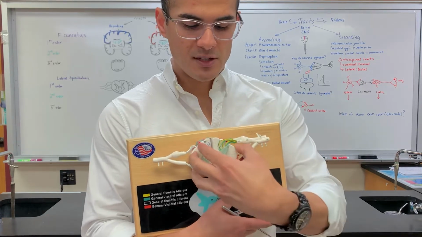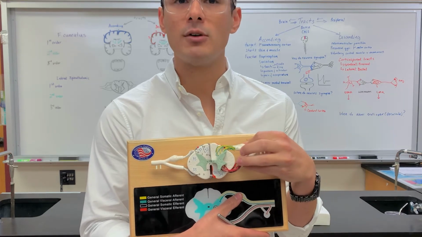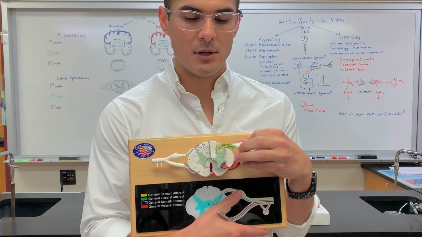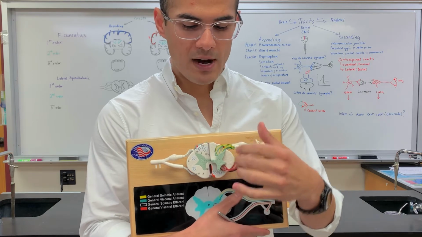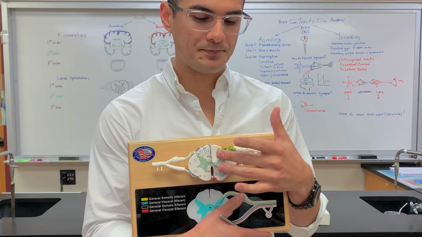So this here is the spinal cord. It's within the central nervous system. Everything that's out here is part of the peripheral nervous system. This is the white matter on the outside, and then the gray matter is here on the inside.